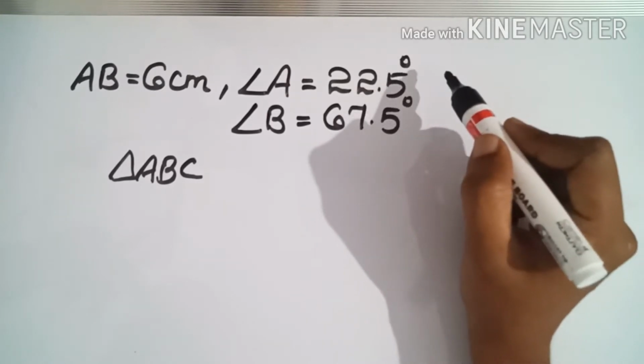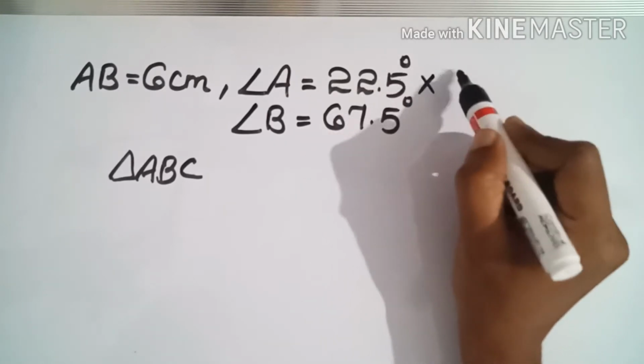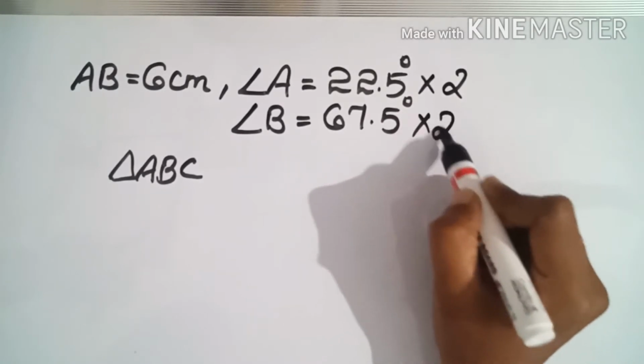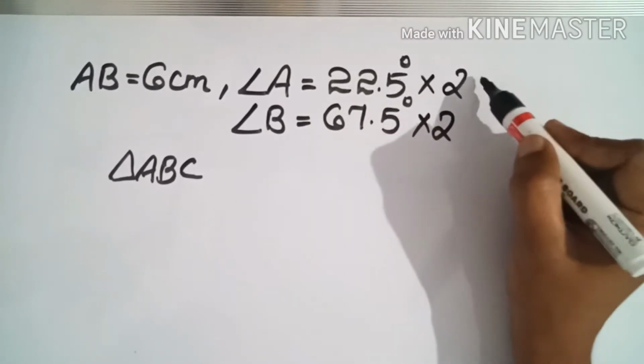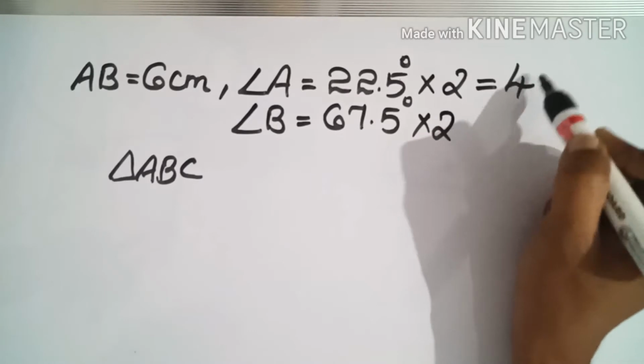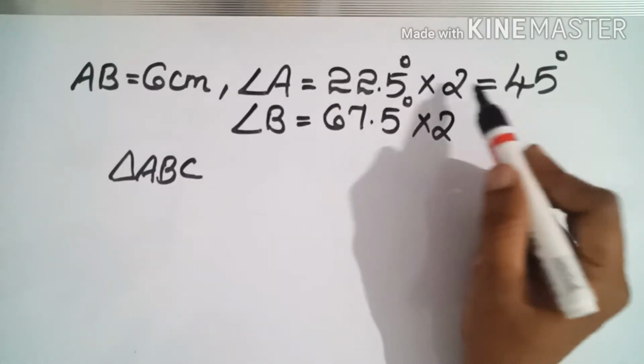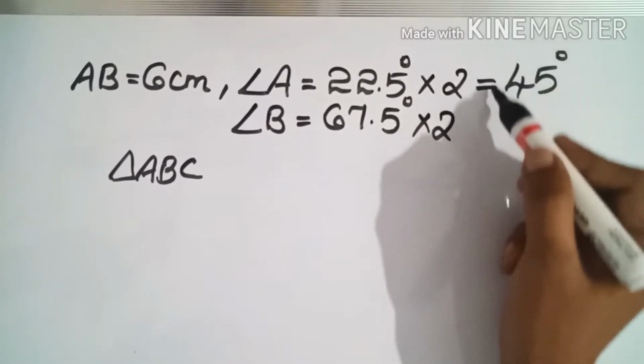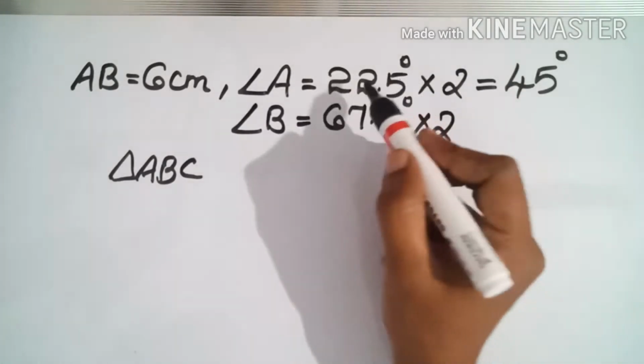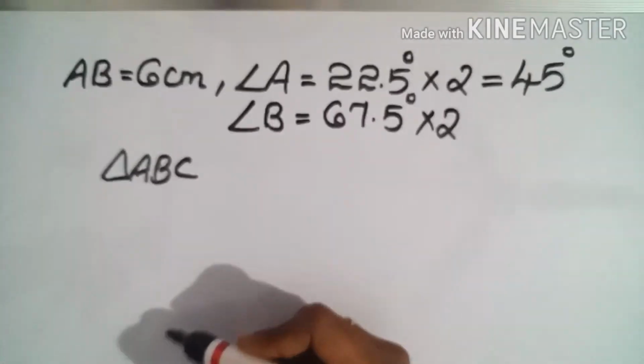Okay, so in order to get the double measurement, we multiply by 2. So 22.5's double is what? 45 degree. 45 degree is 22.5 angle's double. So by drawing the angle bisector of 45 degree, we will get 22.5. One half will be 22.5.